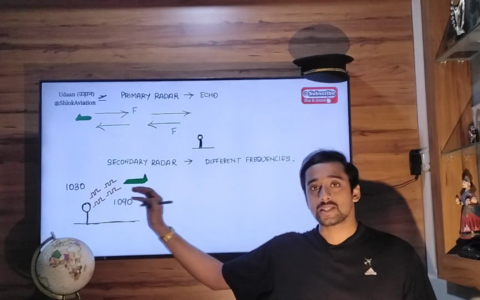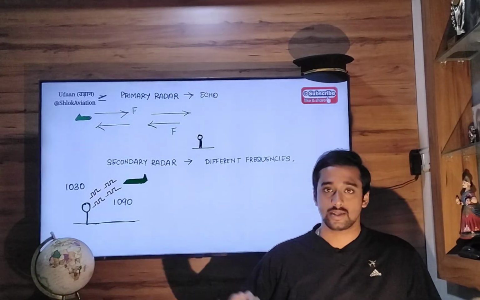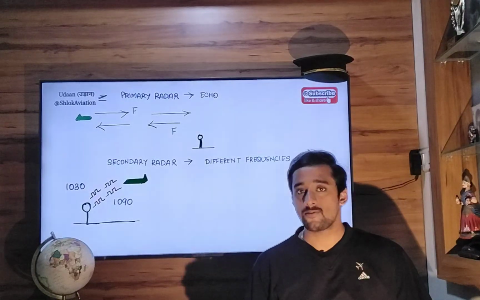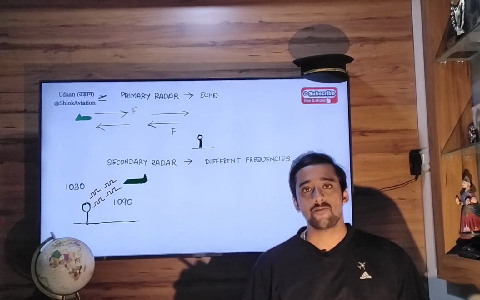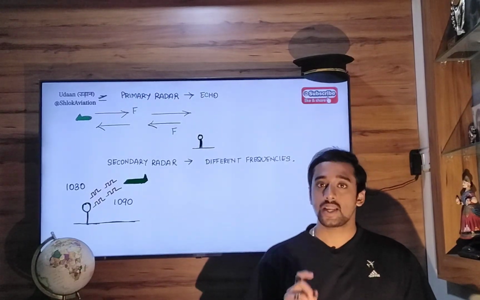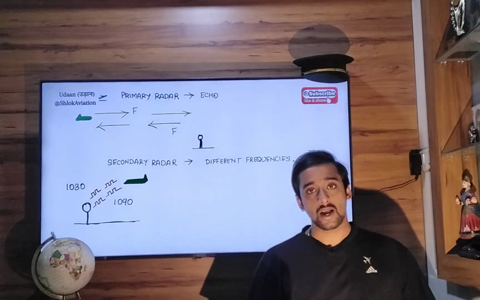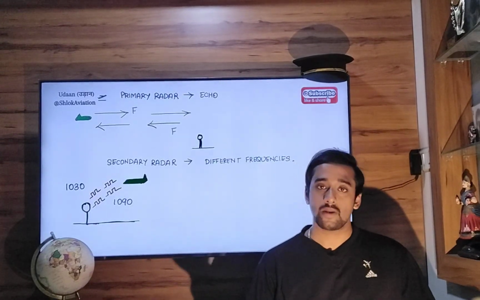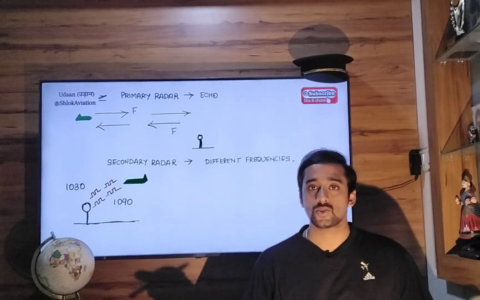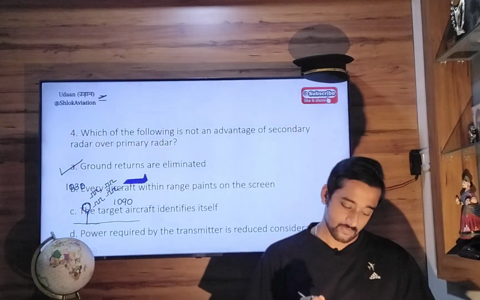So it is going to receive only that frequency which will be at 1090 megahertz. That is going to be sent by the aircraft transponder only. So any reflection coming from the ground will be disregarded. So that is one advantage of secondary radar. But in case of primary radar, it will keep getting ground returns. It will get returns from aircraft, mountains, and other reflections from other objects also. So that is a disadvantage of primary radar.